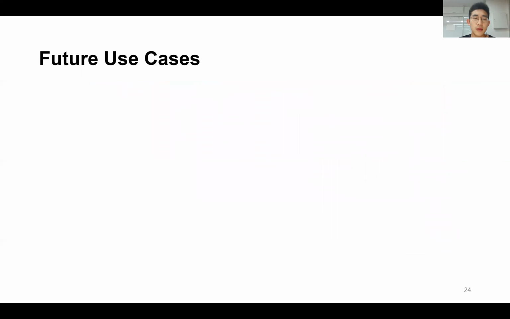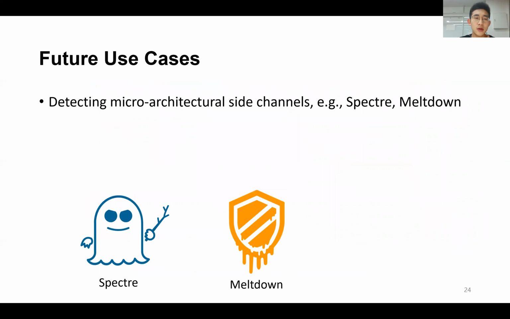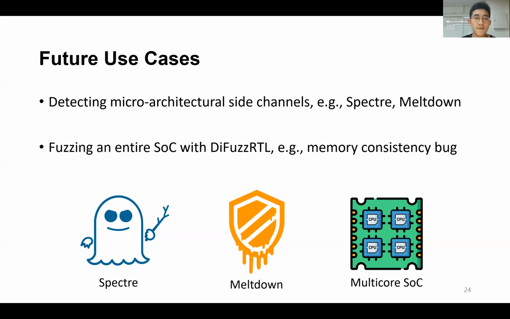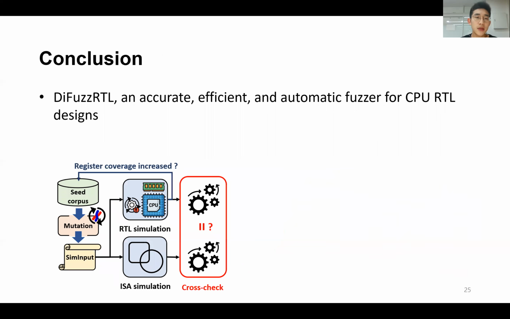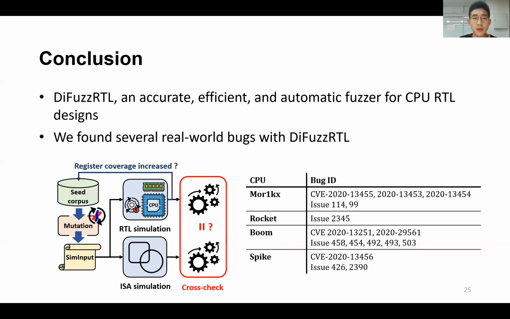As a future use case, we think the idea behind register coverage can also be used to detect microarchitectural side channels. And also, the DifuzzRTL framework can be used to fuzz the entire SoC, finding bugs such as memory consistency bugs. To conclude my presentation, DifuzzRTL is an accurate, efficient, and automatic fuzzer for CPU RTL designs, and we found several real-world bugs with DifuzzRTL.